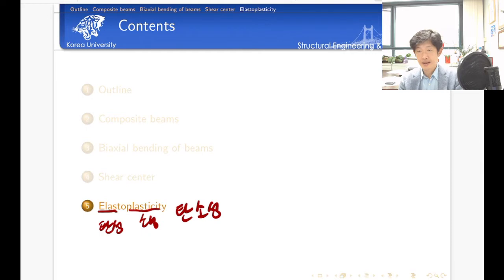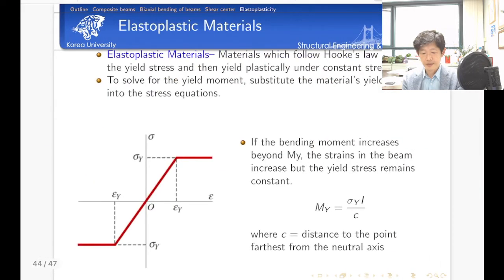Plasticity means that if you remove the loading, we have irreversible deformation. That is the plasticity. In the case of perfect plasticity, if you keep the stress value the same, we have infinite development of strain. That is the characteristic found in perfect plasticity. This is a typical simplification of the stress-strain diagram here.